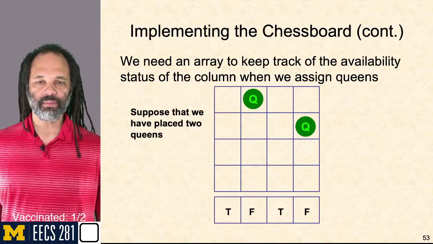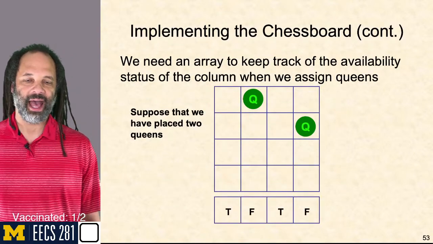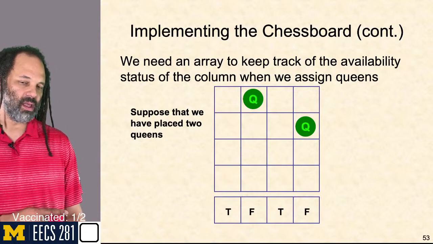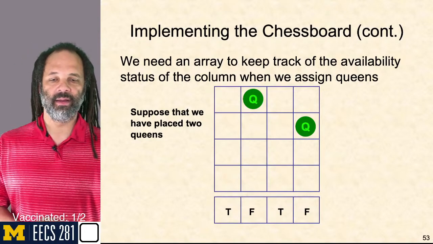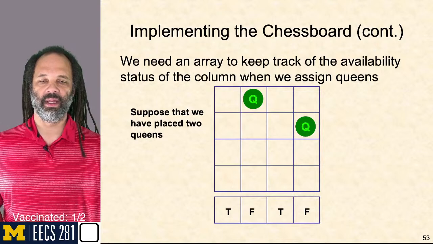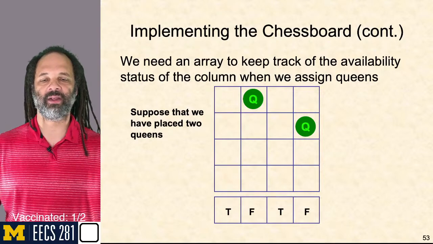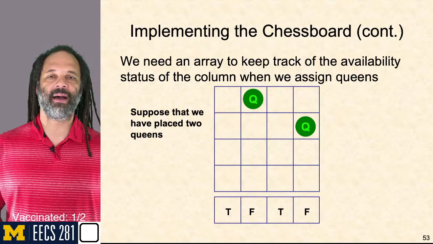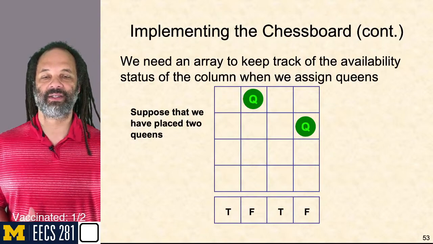Here's another way that I keep track of it. I've got this n by 1 vector of Booleans, and this n by 1 vector of Booleans tells me how many columns I have that are still available.